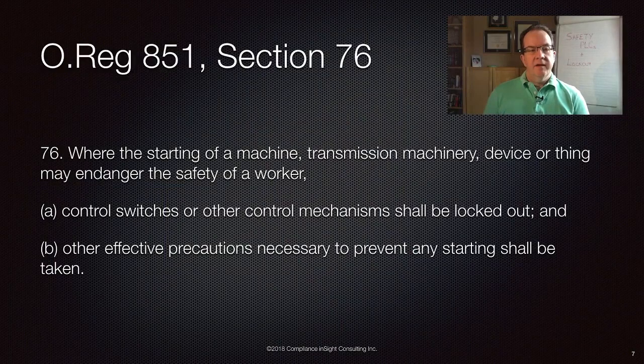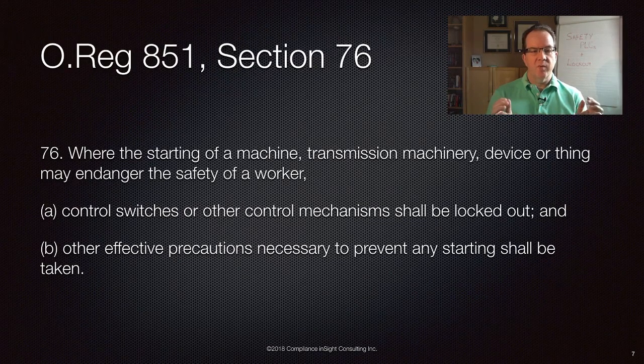Okay, so we know we need to put something in the way of hazardous motions while the machinery is cleaned, oiled, adjusted, repaired, or having maintenance work performed on it. So let's look at section 76, and then we'll look at the differences between these sections and see how that all works. Section 76 says, where the starting of a machine, transmission machinery, device, or thing may endanger the safety of a worker, A, control switches or other control mechanisms shall be locked out, and other effective precautions necessary to prevent any starting shall be taken.